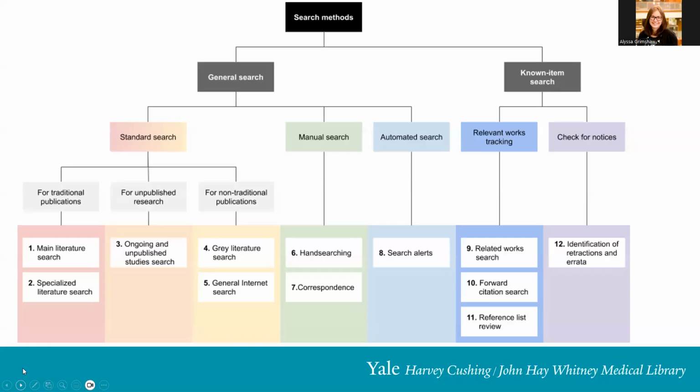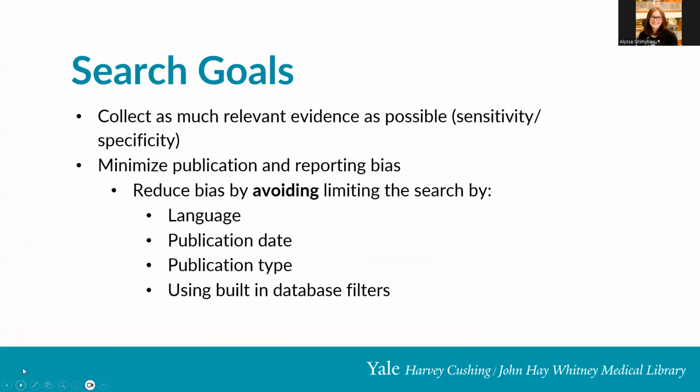And then it's super important to check for notices. Were any of your included studies retracted? Was there any adjustment? Did they come out and say that there was an error in their data and there's an adjustment? Because it's really important that if you have those included papers, you're aware of the potential biases or are able to fix that information for your analysis.